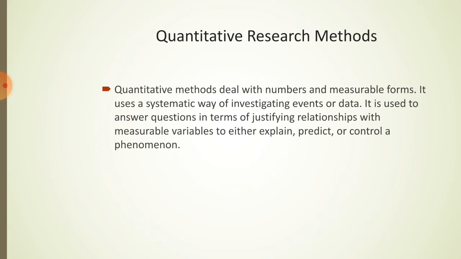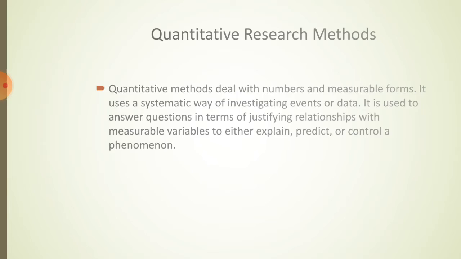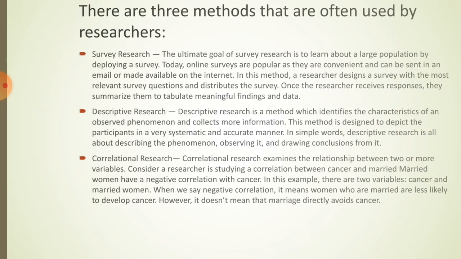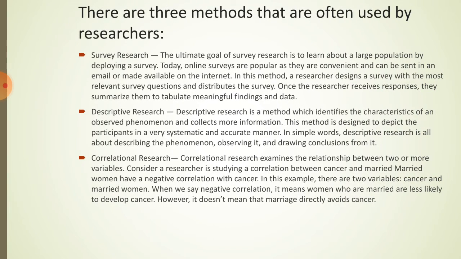So, quantitative research methods. Quantitative methods deal with numbers and measurable forms. It uses a systematic way of investigating events or data. It is used to answer questions in terms of justifying relationships with measurable variables and either explain, predict, or control a phenomenon. So these are the three methods that are often used by researchers.